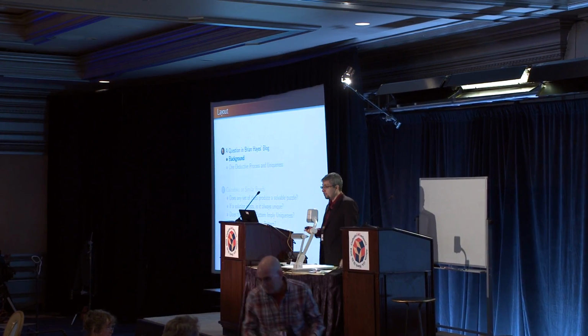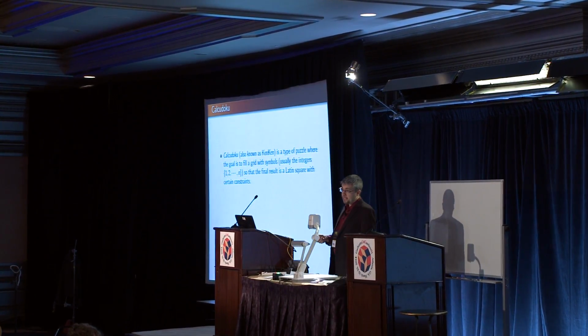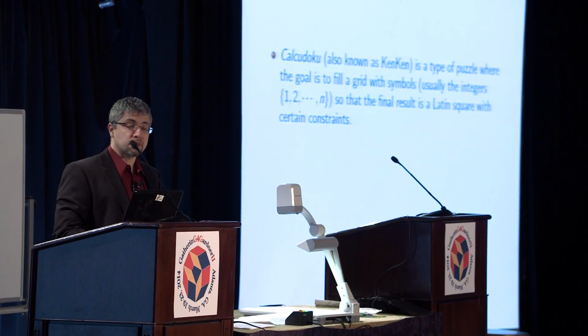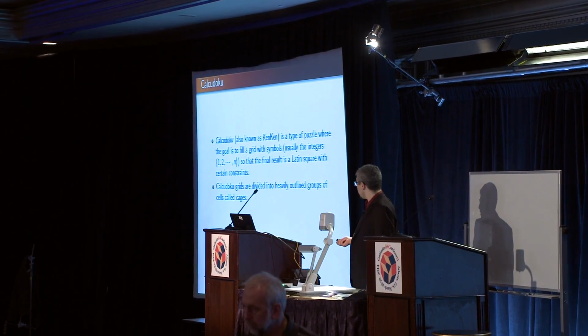I'm here to talk to you a little bit about KenKen, also known as Calcadoku, and a question from the blog of Brian Hayes. So in KenKen, or Calcadoku, the goal is to solve a puzzle. What you're trying to do, like in Sudoku, is find a Latin square solution. So each entry only appears once in each row and once in each column.